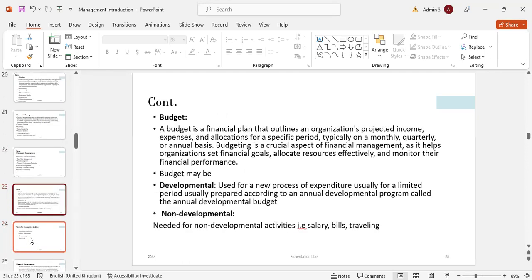Then cash flow management, cost management, financial performance evaluation, treasury management, strategic financial planning, and financial leadership. Budget. A budget is a financial plan that outlines an organization's projected income, expenses, and allocations for a specific period, typically on a monthly, quarterly, and annual basis.